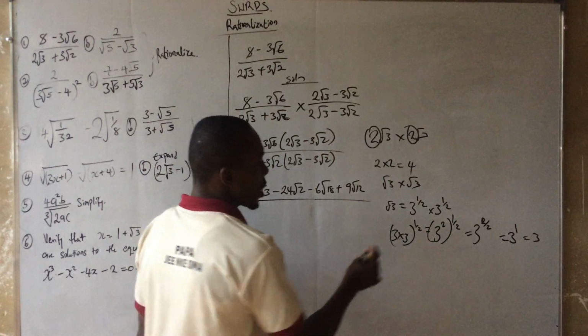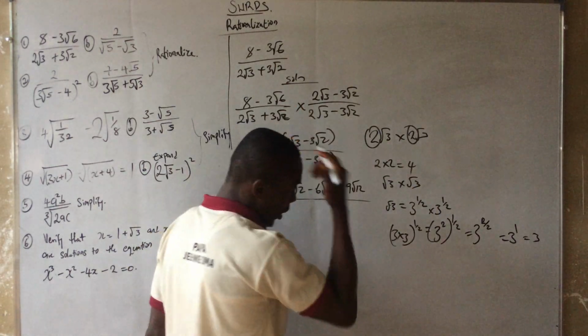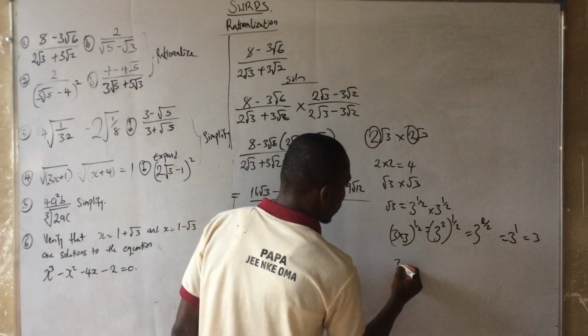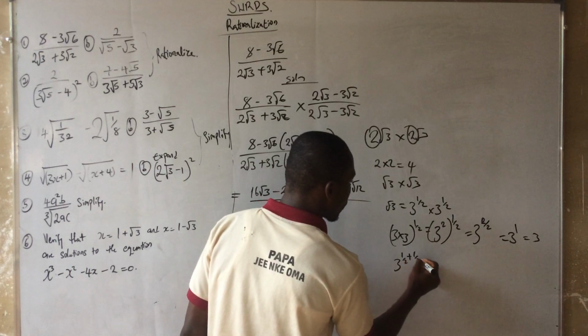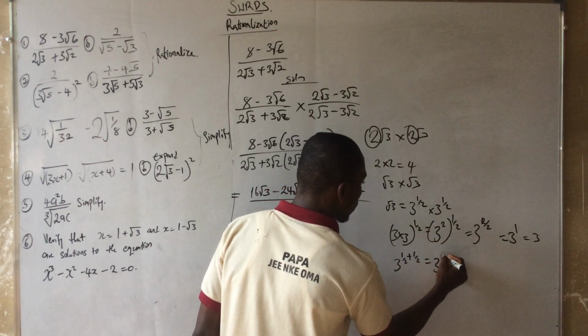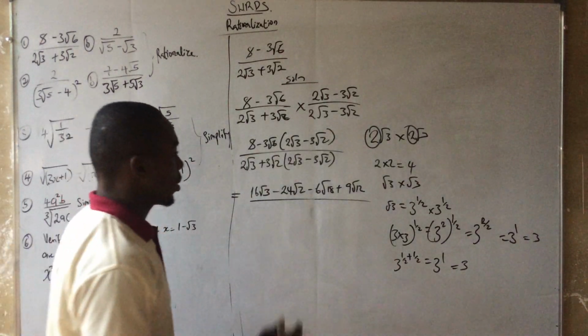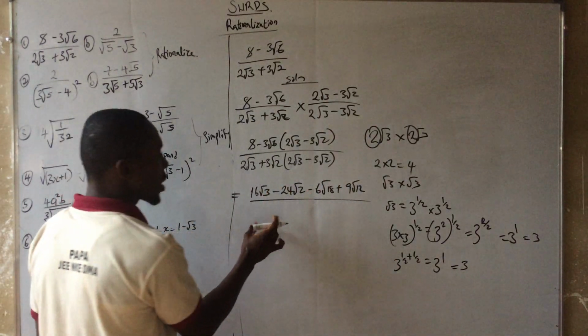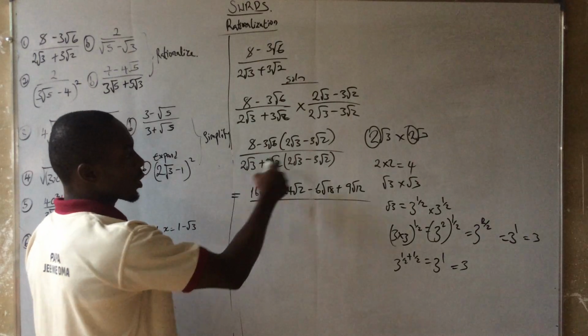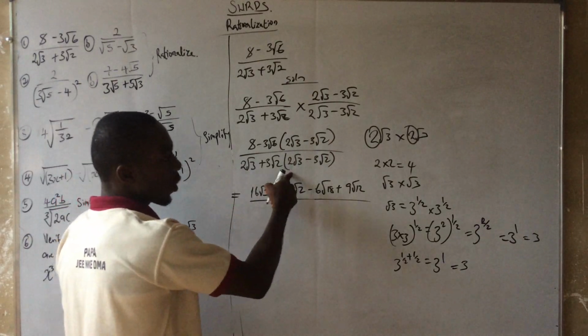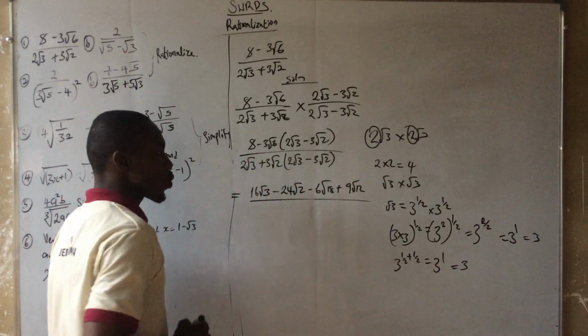That is the first way. Since they are the same base, you can also add the powers: 3 to the power 1 over 2 plus 1 over 2 gives 3 raised to the power 1, which is 3. So whichever way, it is still 3. So 2 root 3 multiplied by 2 root 3 gives us 4 times 3, which is 12.